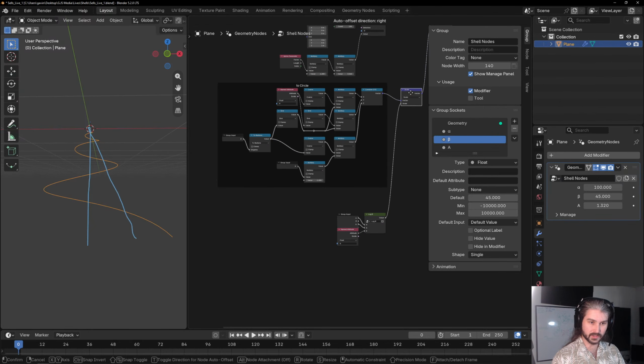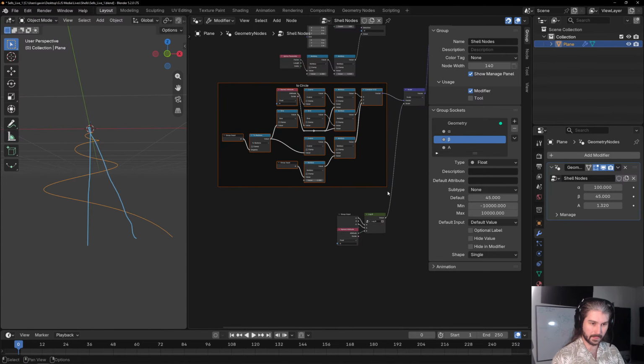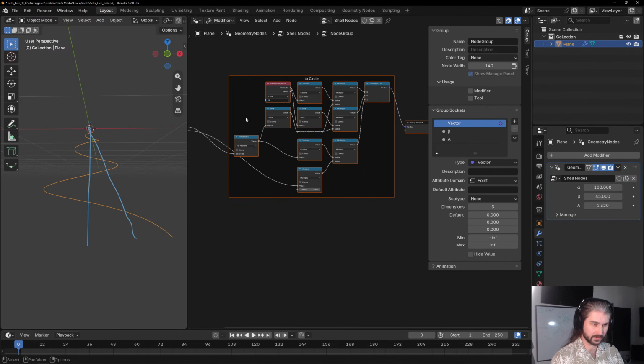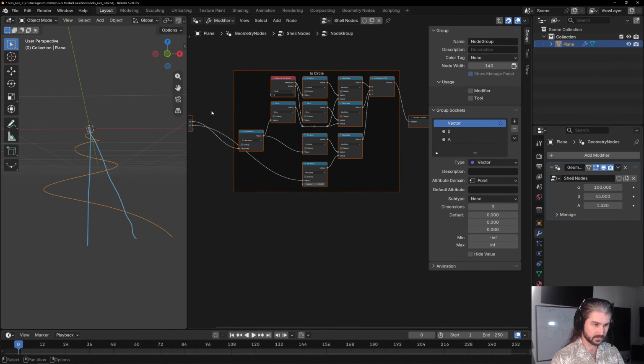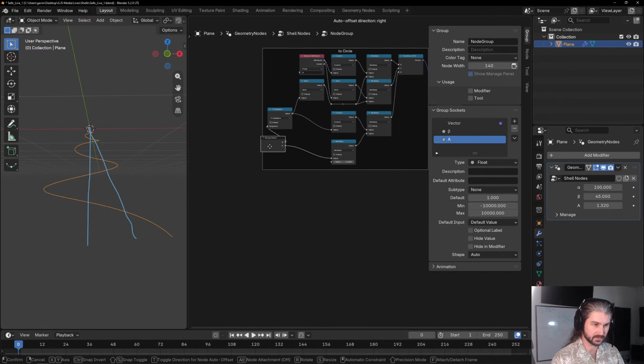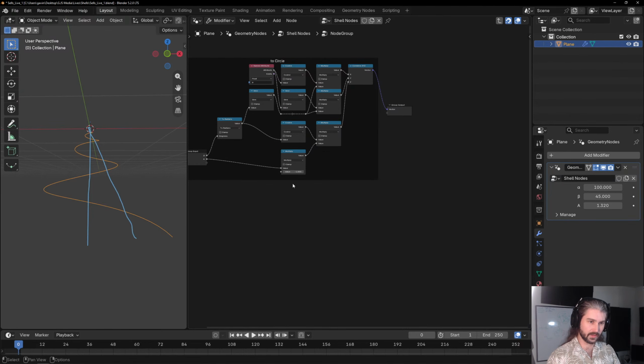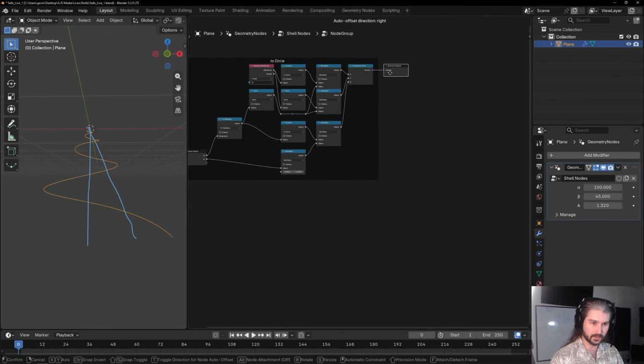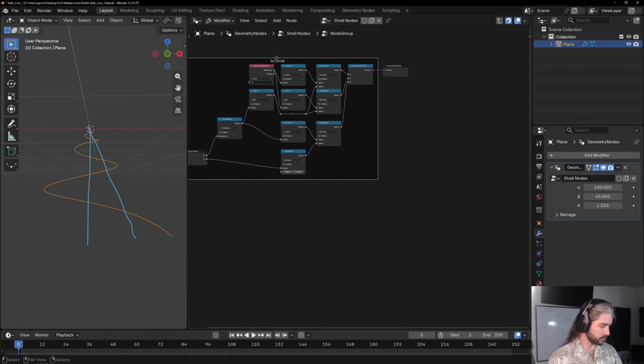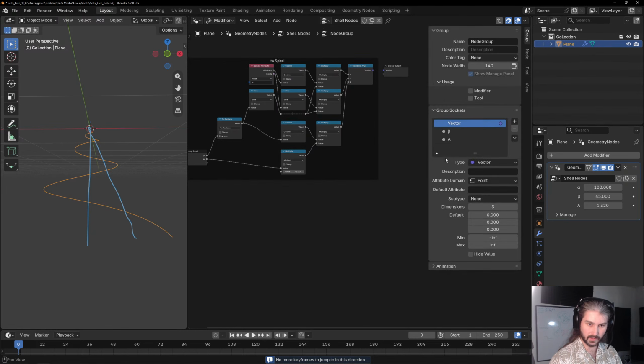Let me just group all of this together so that we have a nice group to play with as opposed to a bunch of nodes all flying around everywhere. We're going to rename this to spiral.